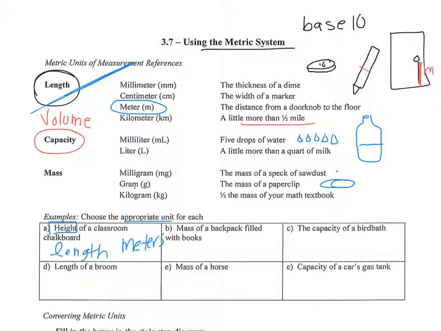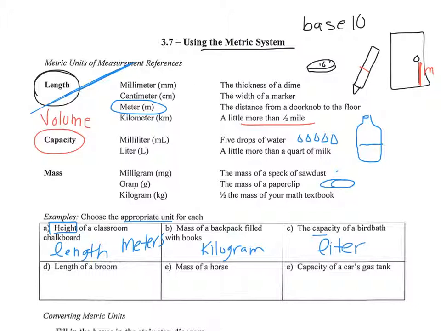Mass of backpacks filled with books. I wouldn't use a milligram because that's like how many specks of sawdust is it, or a gram, how many paper clips. We already know that a kilogram is half the mass of your textbook, so the best one would be a kilogram. And then C, the capacity or volume of a bird bath. So how many drops of water? There's tons of water. They're not tons, but there's a lot of water in a bird bath. So I would say liters would be the best because it's more than just drops.